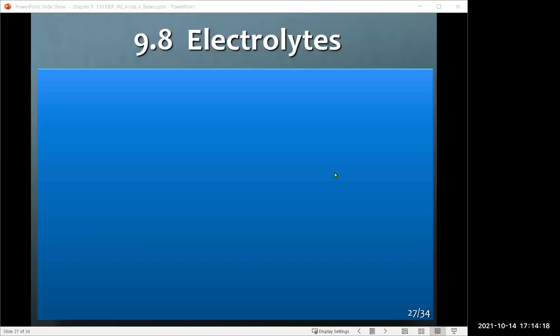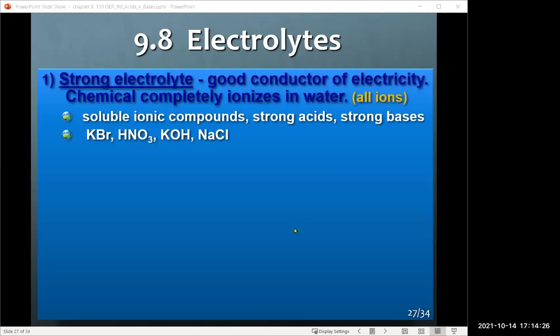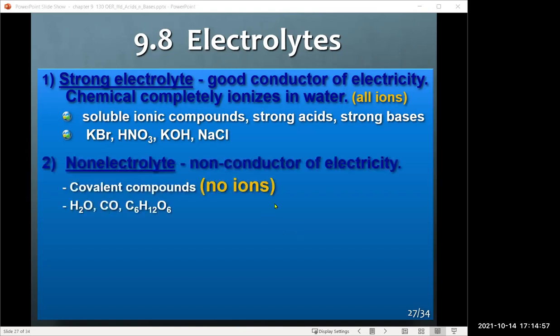Electrolytes, as I mentioned earlier, are nothing more than elements that have lost or gained electrons to form ions. So strong electrolytes, okay, that means they're good conductors of electricity. Pure water does not conduct any electricity. Ions in the water are the ones that conduct electricity. If you have soluble ionic compounds, defined as soluble due to the solubility rules, or the strong acids, or a strong base, these guys are strong electrolytes, okay, and good conductors of electricity.